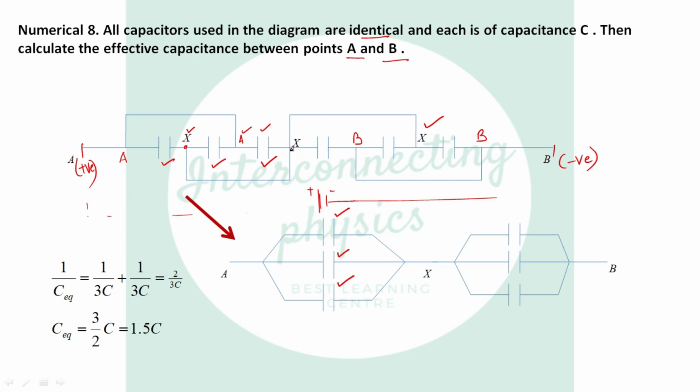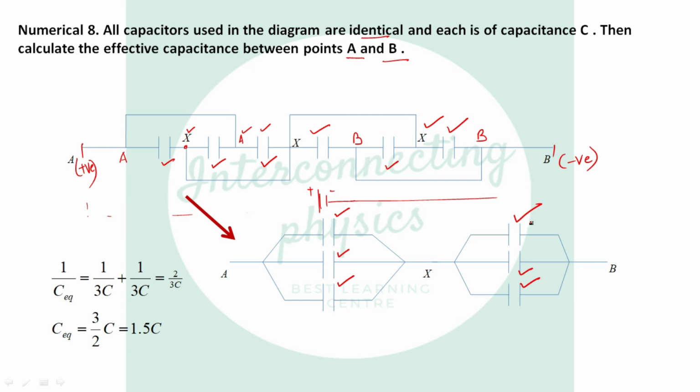Now, from X to B, this capacitor, this capacitor. From B to X, this is the capacitor, here is the capacitor. From X to B, this is the capacitor, here is the capacitor. It means the first three are in parallel, the next three are in parallel, and these two groups are in series.